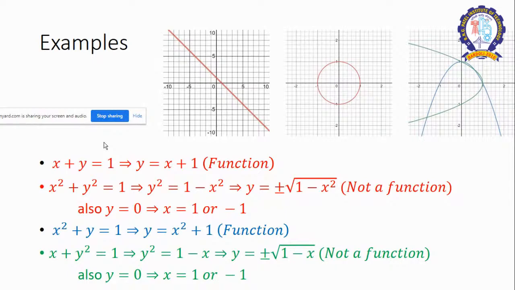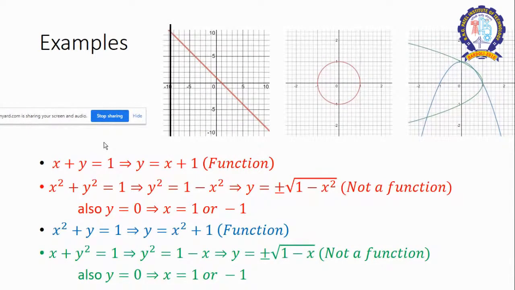So the blue one is a kind of parabola, and the green one is also a parabola. One is a function, the other is not a function. How can you easily identify whether the given equation is a function or not?